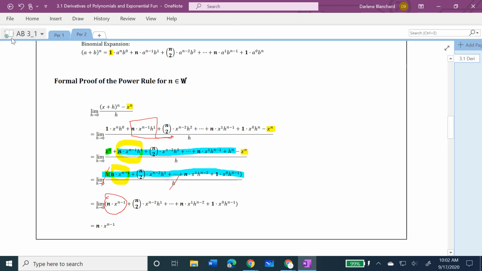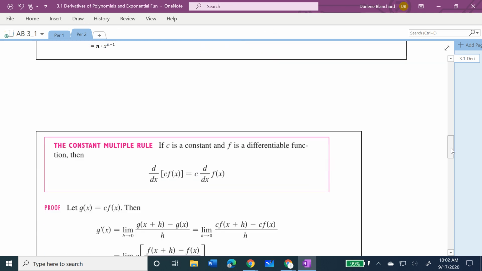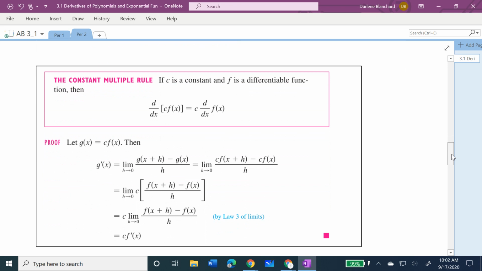Then I need to do that so that I can now go to the constant multiple rule. Constant multiple rule is different from the constant alone rule. You can take a look at this proof. It's pretty quick and straightforward. I want to remind you that there are some limit rules being applied here where a constant can be pulled completely out of the limit, and we end up back to that limit formula for derivative.